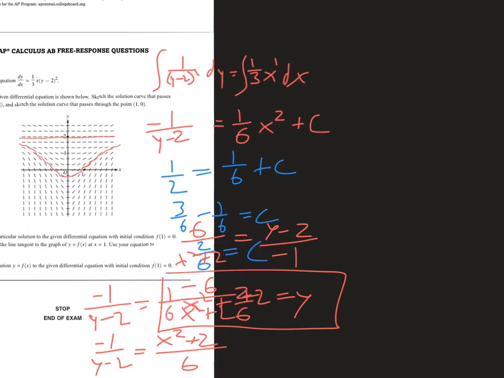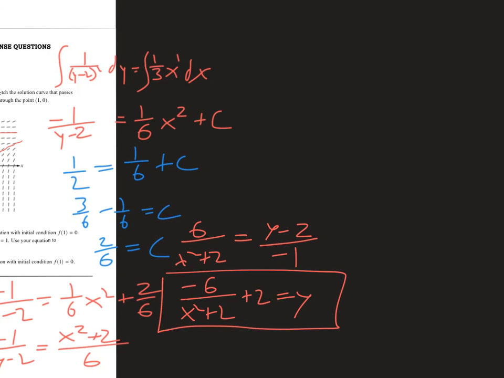In terms of scoring for this one, the first step that we did, of separating the variables, so the y and the dy were on the left and the x and the dx was on the right. Not only is that the key to doing the problem correctly, but in terms of the way that this is scored by the College Board, it's usually half or more of the points on this question.